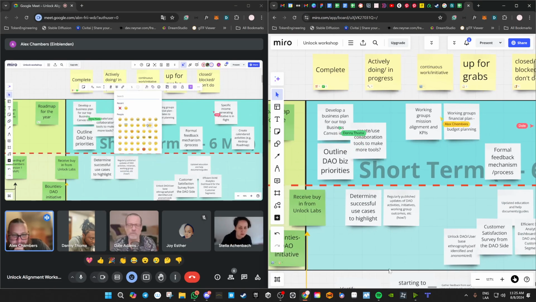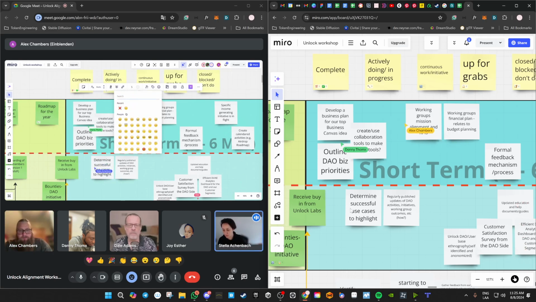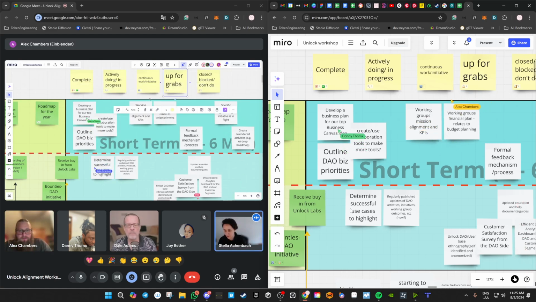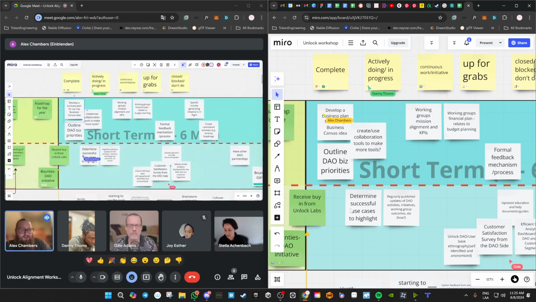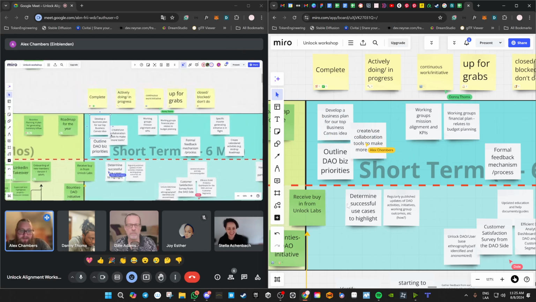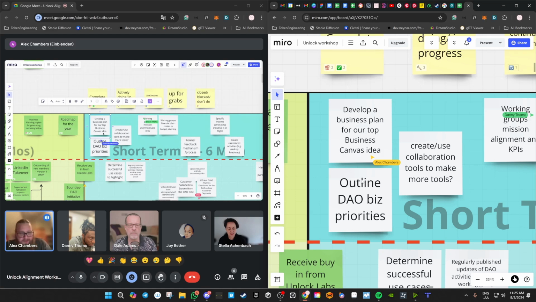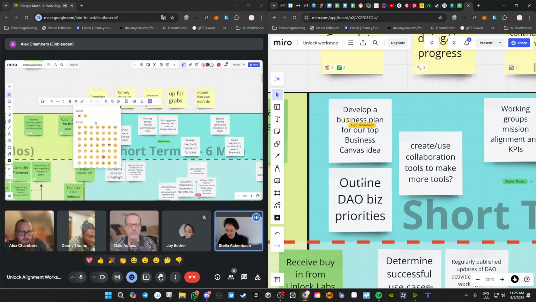So if we could just take some moments to go through. Will you do the emojis again? Will we do like last time? Yeah, same ones. Okay. Do you want to go through them individually? Yeah, like you did last time. Okay, sure. So for develop a business plan for our top business canvas idea, that is in progress. Yeah, we're doing it, guys. We have so much stuff in progress.